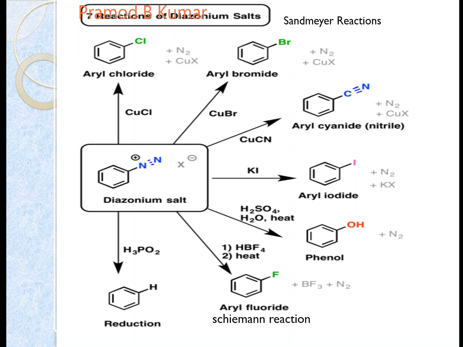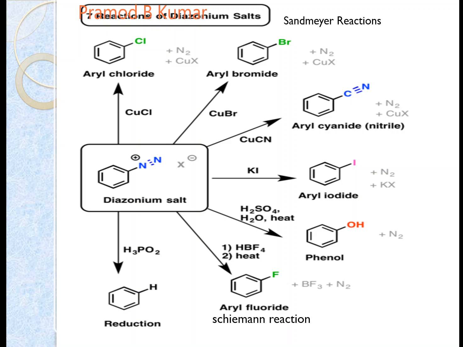Sandmeyer's reaction is when you treat your diazonium salt with cuprous chloride, you get the aryl chloride, that is chlorobenzene. With cuprous bromide, you get bromobenzene. When you treat it with cuprous cyanide, you get cyanobenzene. When you treat it with potassium iodide, you get iodobenzene. This is one of the preparations that we will be doing in practicals. When you heat it with H2SO4 and water, you get phenol. When you treat it with fluoroboric acid, that is Schiemann's reaction, you get fluoro-substituted benzene.